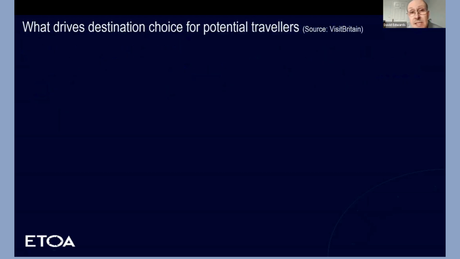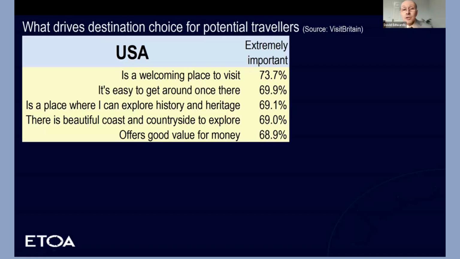So what drives destination choice? This is based on research undertaken by VisitBritain two or three years ago, where folks around the world were asked, across a whole range of different factors, which of these are important to you when you're choosing a destination for a holiday or a short break. Let's just look at the top 5 for those in the US. Is it a welcoming place to visit? Almost 3 in 4 said that was extremely important, ahead of it's easy to get around once I'm there, at almost 70%.